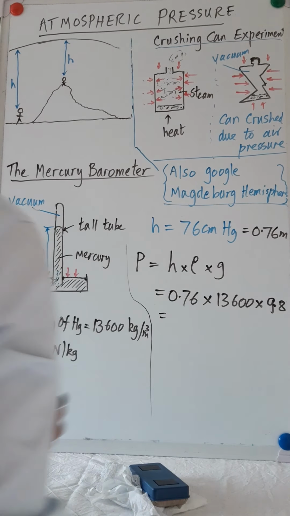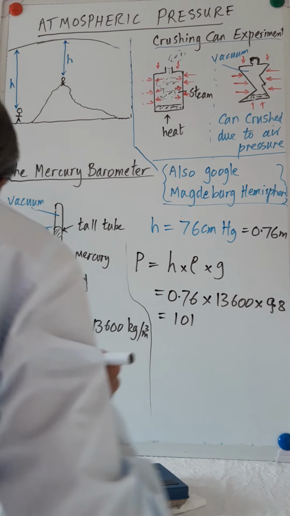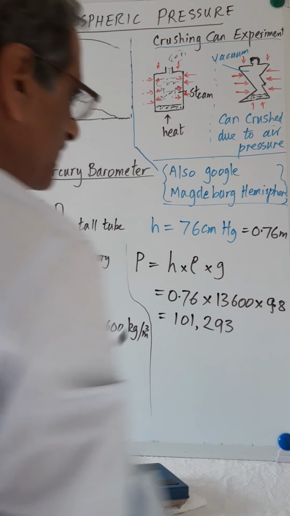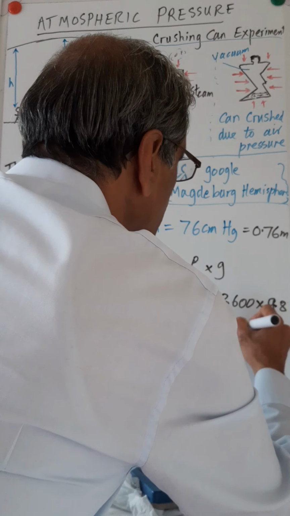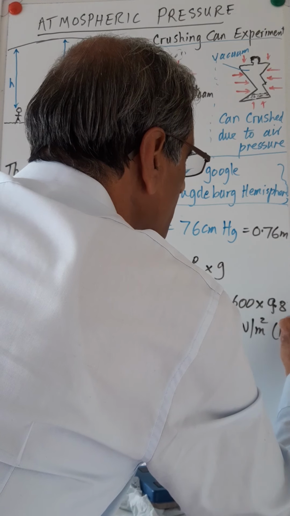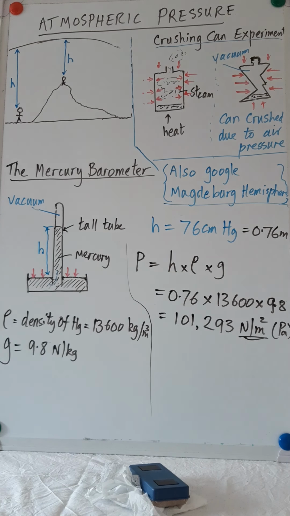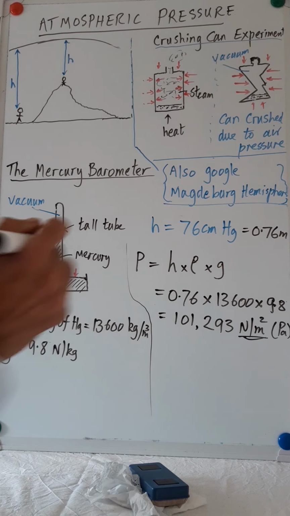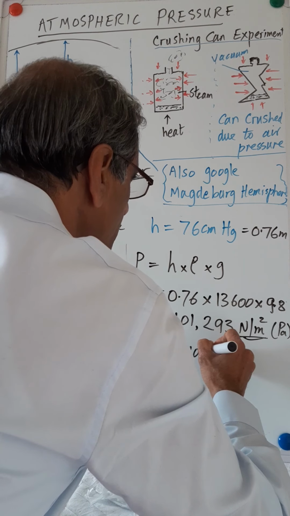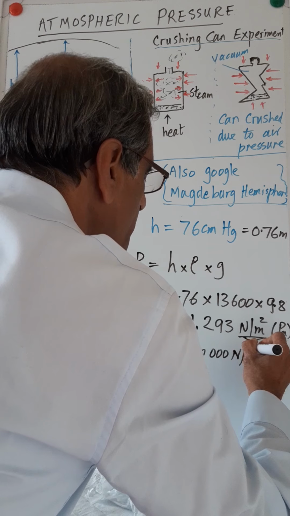And if you work that out, it comes to 101,293 newtons per meter square, or we say Pascal. Remember Pascal or newtons per square meter? I wrote newtons per square meter here to show you. So we say that the atmospheric pressure is approximately equal to 100,000 Newton on every square meter.